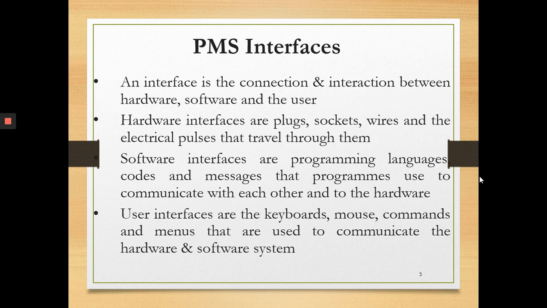An interface is the connection and interaction between hardware, software, and the user. Hardware interfaces are plugs, sockets, wires, and electrical pulses that travel through them. Software interfaces are programming languages, codes and messages that programs use to communicate with each other and to the hardware. User interfaces are the keyboards, mouse, commands, and menus that are used to communicate with the hardware and the software system.